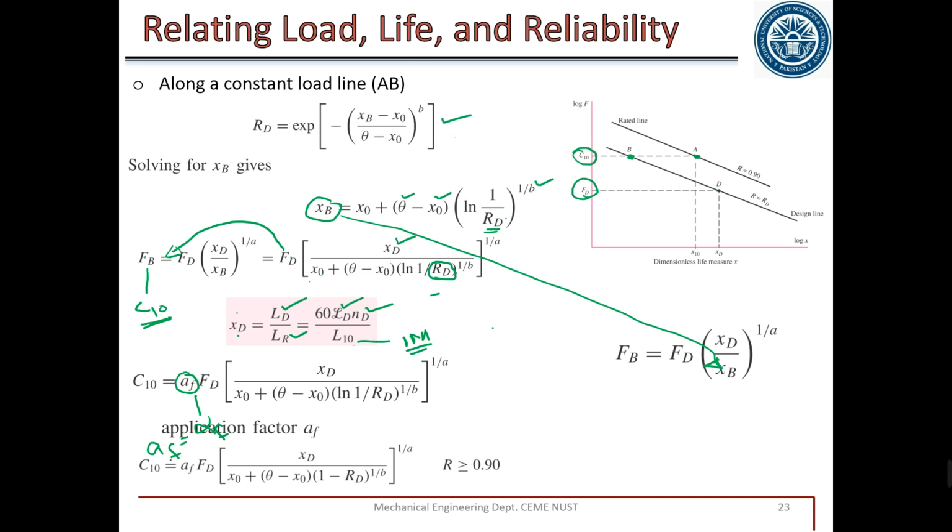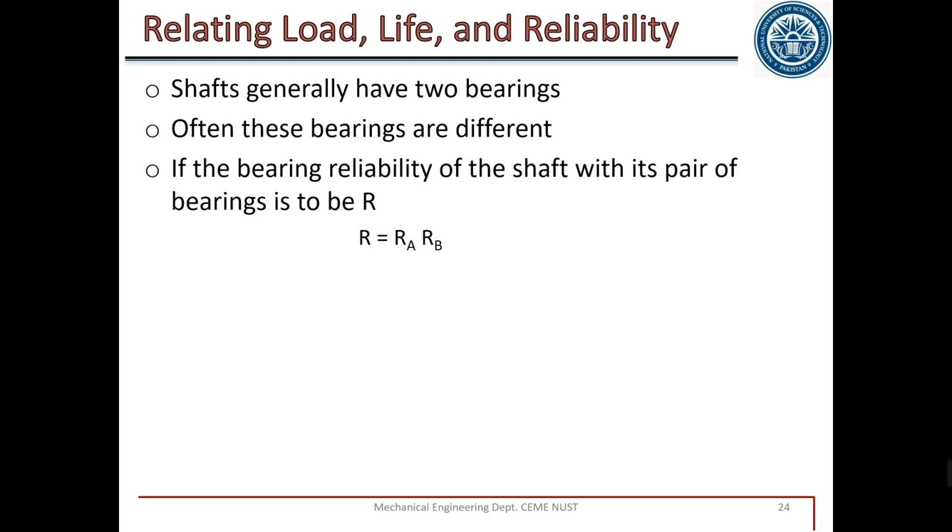We will be using this specific equation for a reliability greater than 90%. For any other reliability, or for 90% reliability, the equation remains the same, and for reliability greater than 90%, we will be using this specific equation. So that is the method of using reliability and changing reliability from 90 to more than 90.